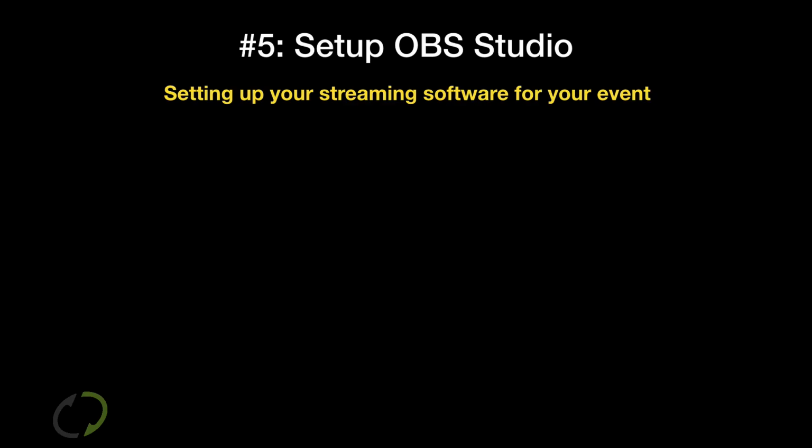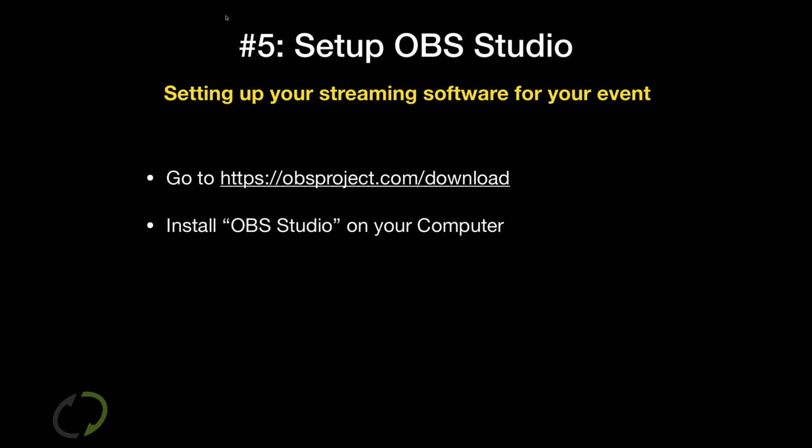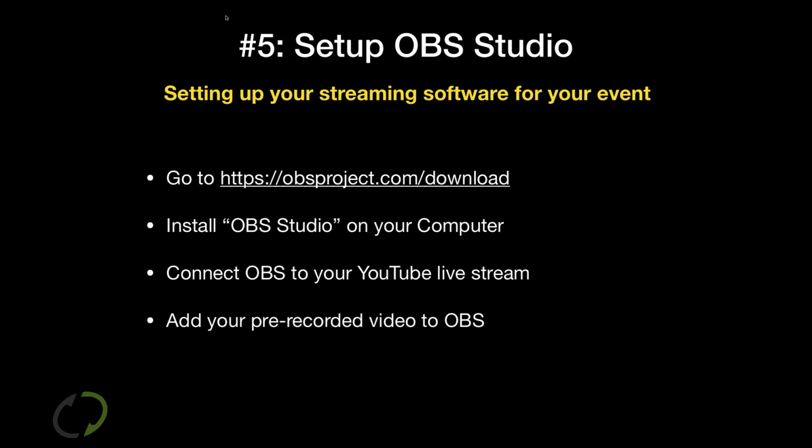All right, so let's talk about OBS Studio. So what is OBS Studio? Basically, it's streaming software that you're going to use to stream your pre-recorded video to YouTube. It's a free download. So go to obsproject.com/download and download it to your computer. Then install it on your computer, and we're going to connect it to your YouTube Live channel using the streaming key. And then we're going to add our pre-recorded video to OBS, and then we're ready to go live. Let me walk you through how to do that.